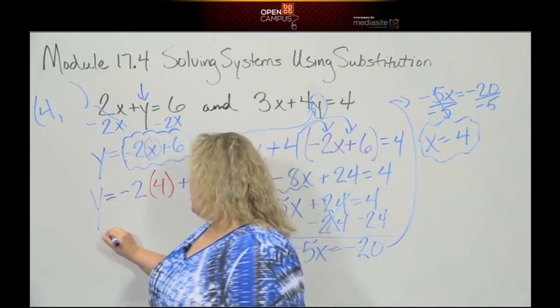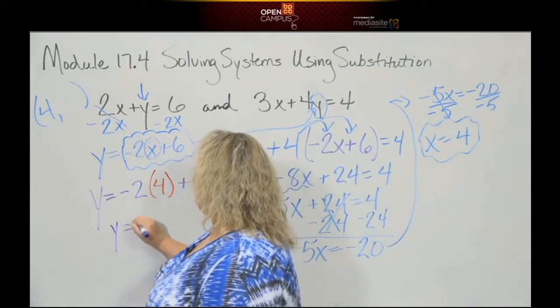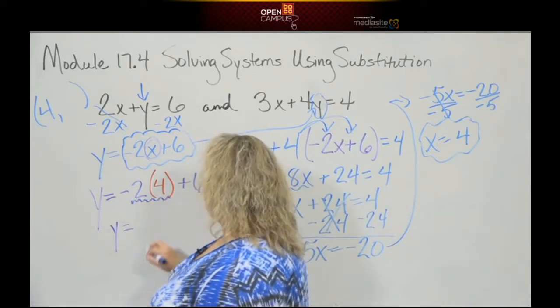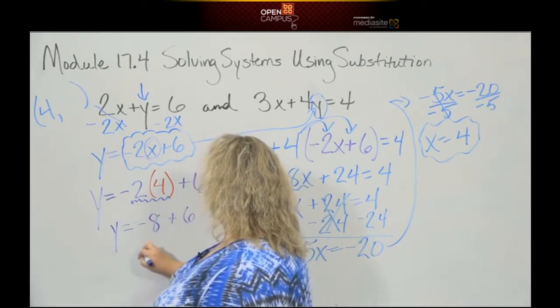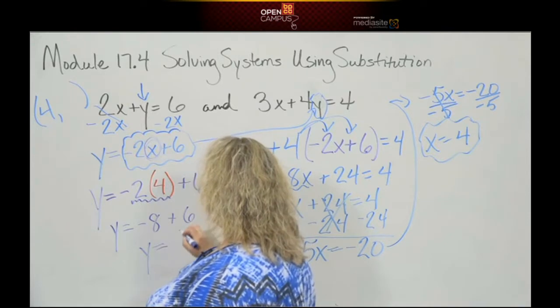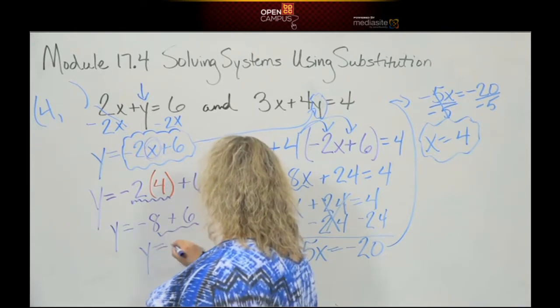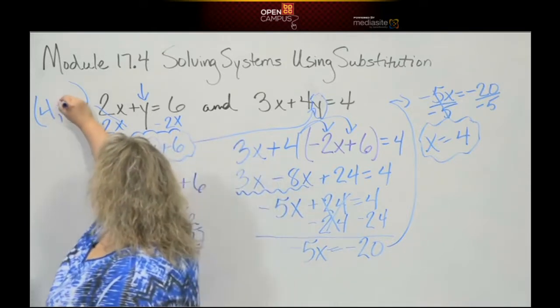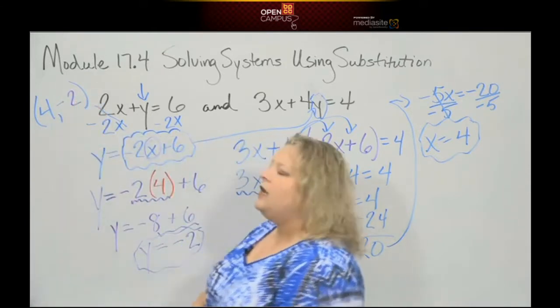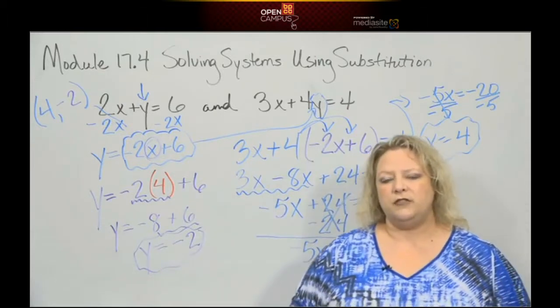And then I do order of operations. Y is equal to negative 2 times 4. That's multiplication, that goes first. So that's negative 8 plus 6. So y is equal to negative 8 plus 6. When you do that, that gives you negative 2. And there's your final answer. So positive 4, negative 2, that is your ordered pair for this solution, okay?